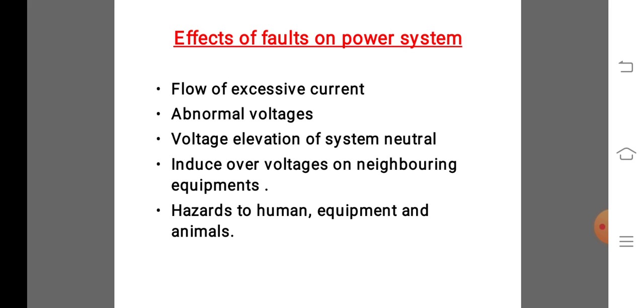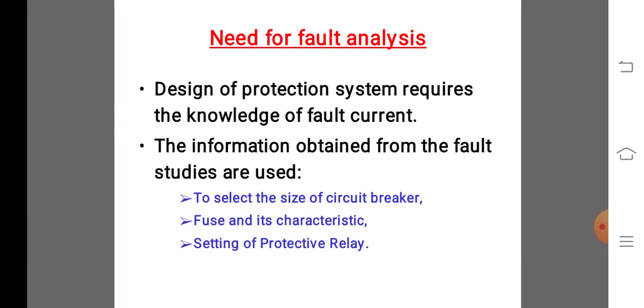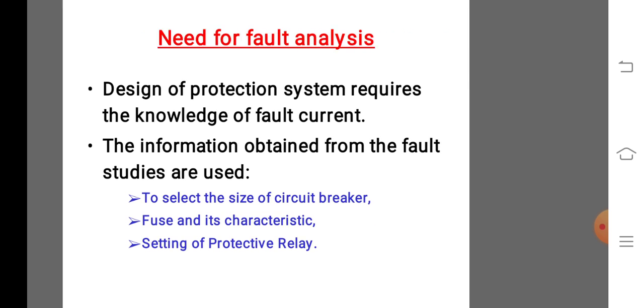Effects of a fault on a power system: the flow of excessive current, abnormal voltages, voltage elevation of the system neutral, induced overvoltage on neighboring equipment, and hazards to humans, equipment and animals. The need for fault analysis: design of a protection system requires knowledge of the fault current. The information obtained from fault studies is used to select the size of the circuit breaker, the fuse and its characteristics, and the setting of protective relays.